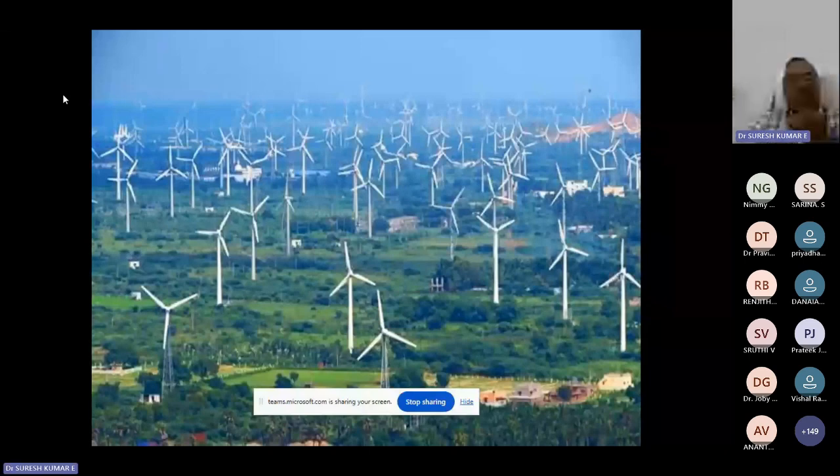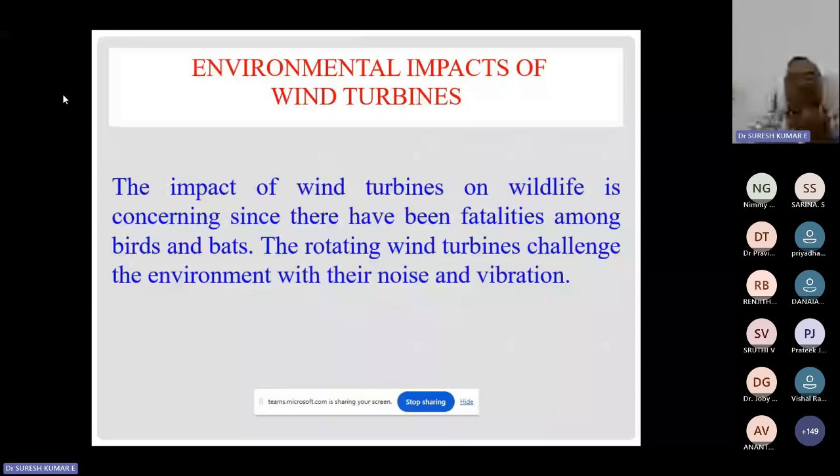The impact of wind turbines on wildlife is concerning, since there have been fatalities among birds and bats. This is one of the major concerns, because the rotating blade of the turbine challenges the environment with its noise and vibration. One is its noise, second is its vibration, third is the fatalities among birds and bats. I will show some case studies later.